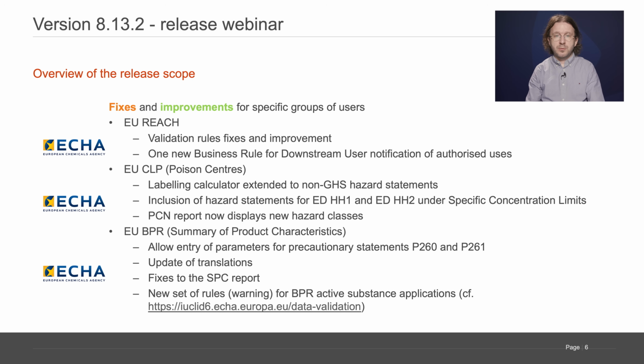If I move on to changes that are relevant to the biocidal products regulation, this includes also the production of the summary of product characteristics report. There we have allowed the entry of parameters for two precautionary statements, P260 and P261. We have included an update of translations and made several fixes to the SPC report in general.